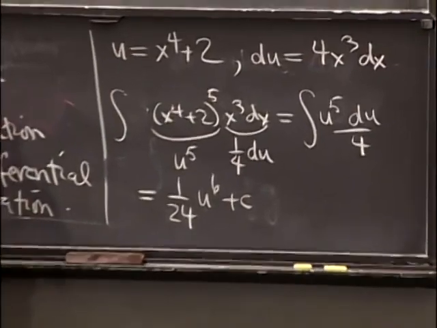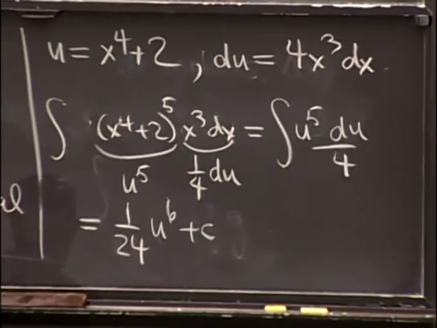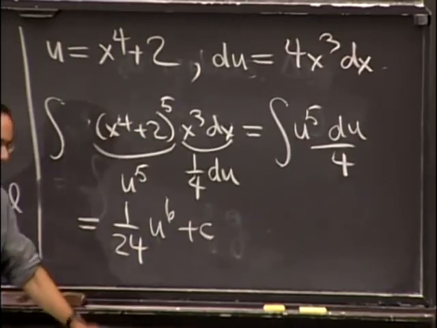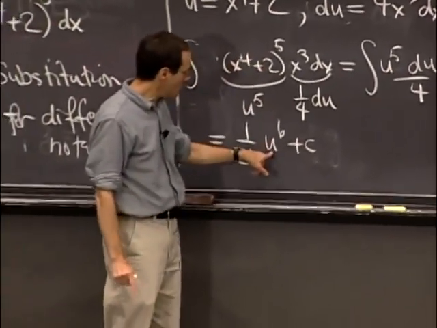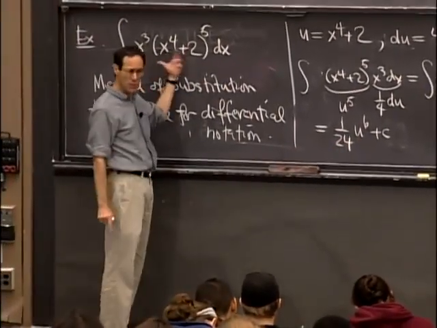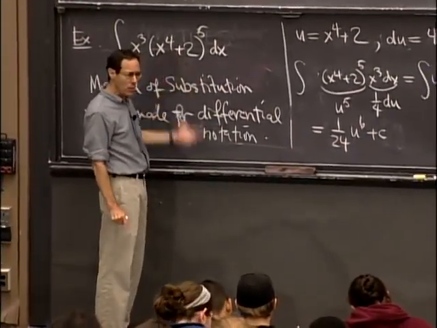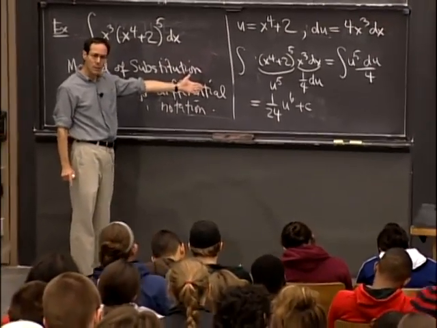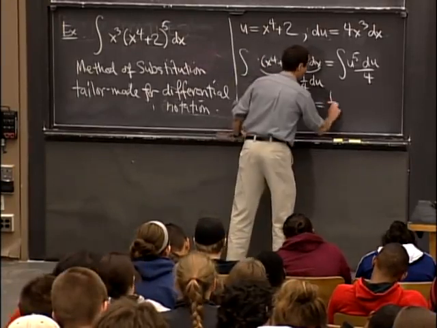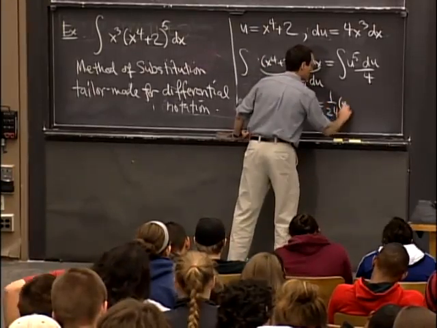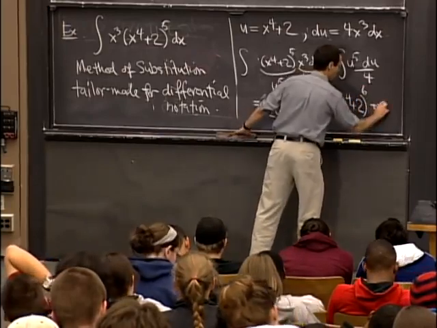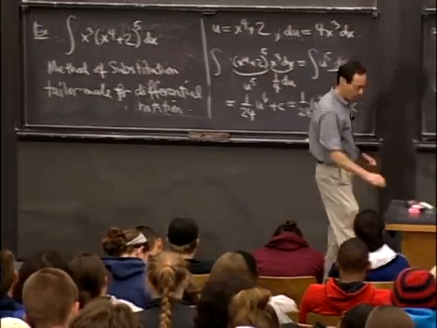Now, that's not the answer to the question. It's almost the answer to the question. Why isn't it the answer? It isn't the answer because now the answer is expressed in terms of u, whereas the problem was posed in terms of this variable x. So we must change back to our variable here, and we do that just by writing it in. So it's 1/24 x to the fourth plus 2 to the power 6 plus c. Right? And this is the end of the problem.